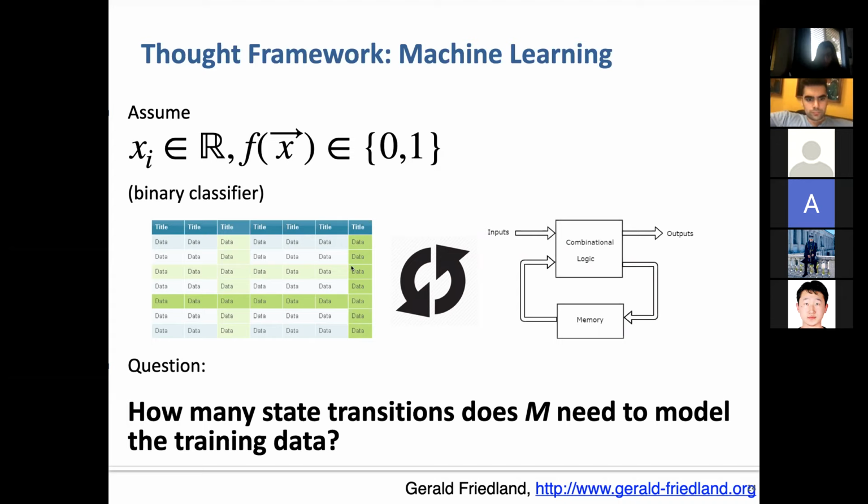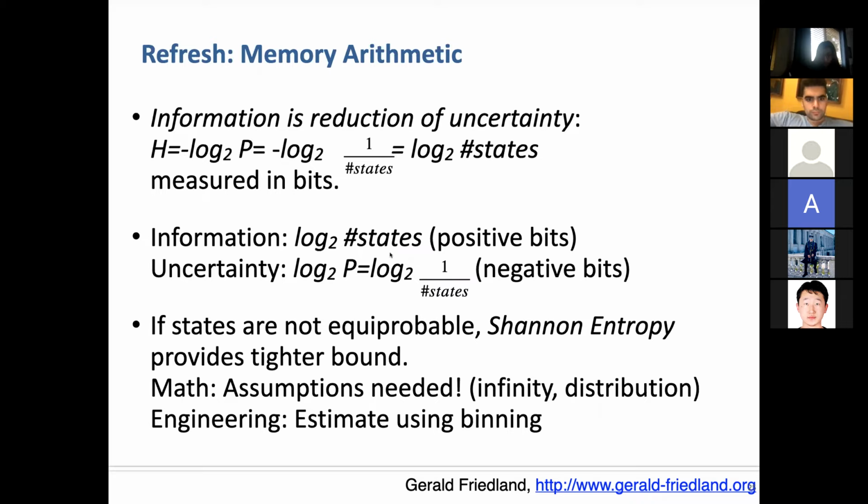Okay, so how much memory something takes to memorize is defined by the Shannon entropy. And by default, you just take the log. But if you want to take into account the dependencies between different things, you take into account the probability distribution, and then you get to the Shannon entropy, okay?